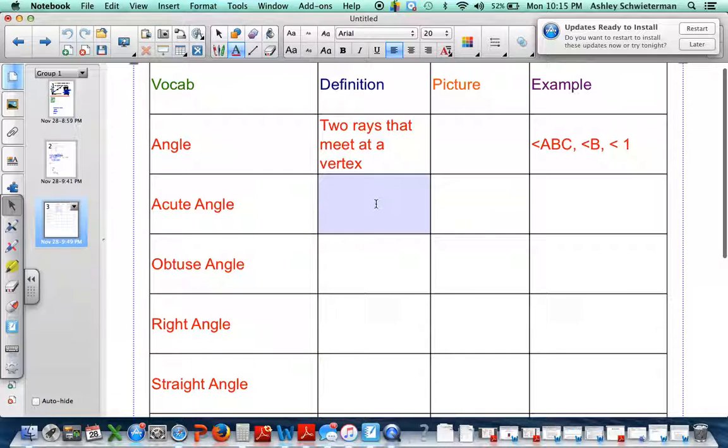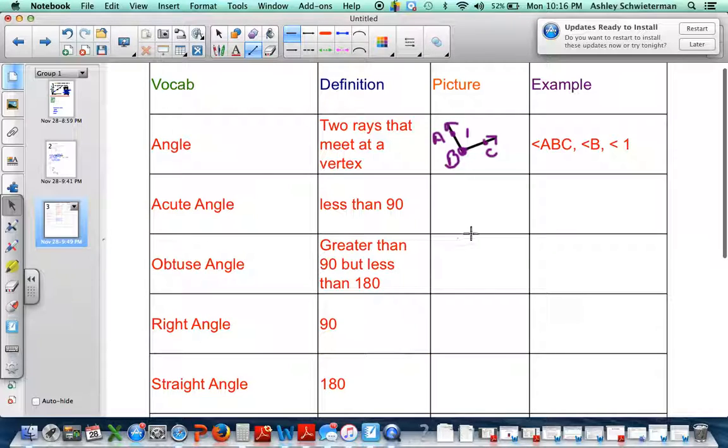An acute angle is an angle that is less than 90 degrees. An obtuse angle is greater than 90, but less than 180. A right angle is 90 degrees, and a straight angle is 180 degrees. It's a straight line.